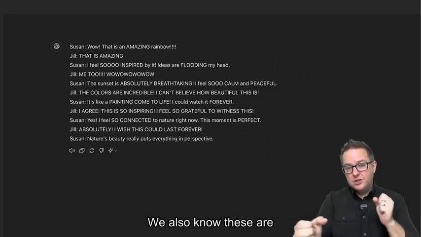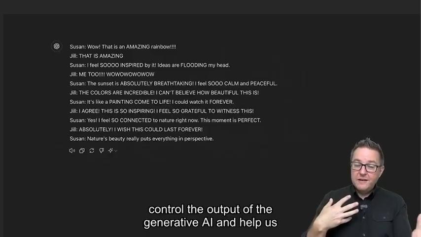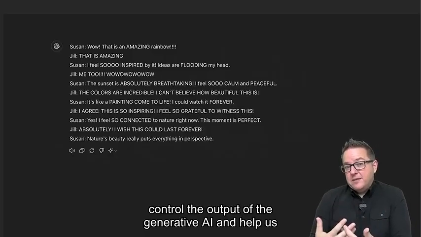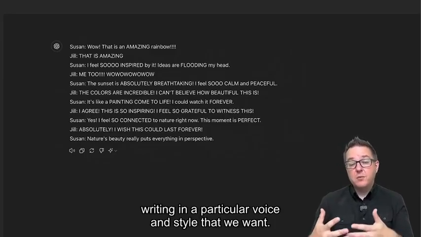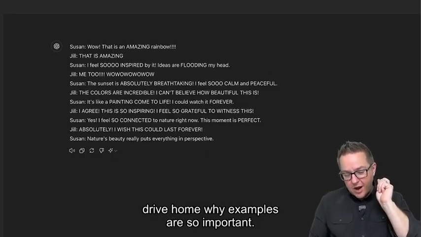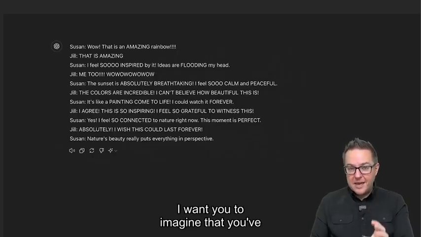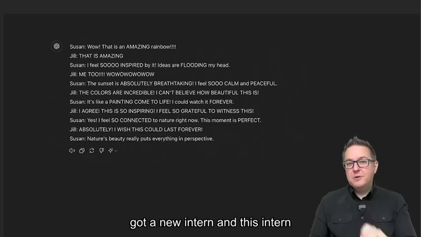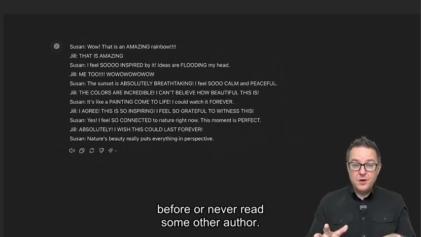And we also know these are two different levers that we can pull when we're trying to control the output of the generative AI and help us do some really hard task like writing in a particular voice and style that we want. Now, just to drive home why examples are so important, I want you to imagine that you've got a new intern, and this intern has never read William Faulkner before, or never read some other author.